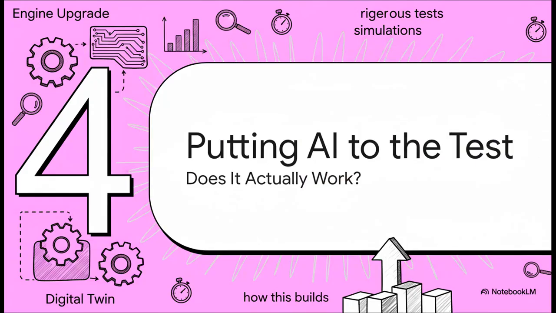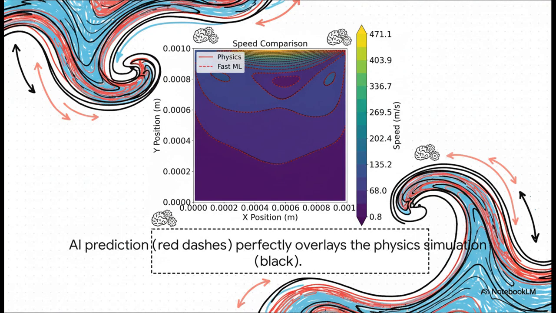All right, so the theory sounds amazing, right? We've got our engine upgrade and our digital twin, but the big question is, does any of this actually work? Well, the researchers put these models through some seriously tough tests to find out. First up, they put the engine upgrade to work on a classic fluid dynamics problem.